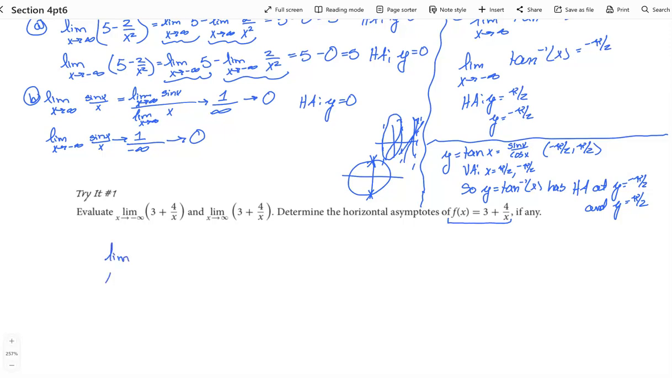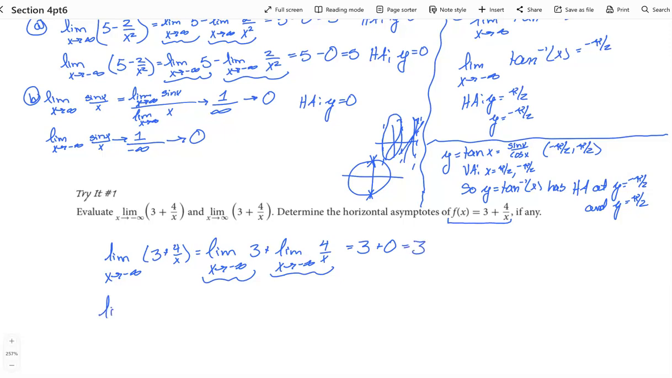So if I take the limit as x approaches negative infinity of 3 plus 4 over x, we could think about using limit properties. Take the limit as x approaches negative infinity of 3 plus the limit as x approaches negative infinity of 4 over x. This guy is going to go to 3. This guy, as x gets smaller and smaller, that fraction is also getting smaller and smaller. So this is approaching 3.